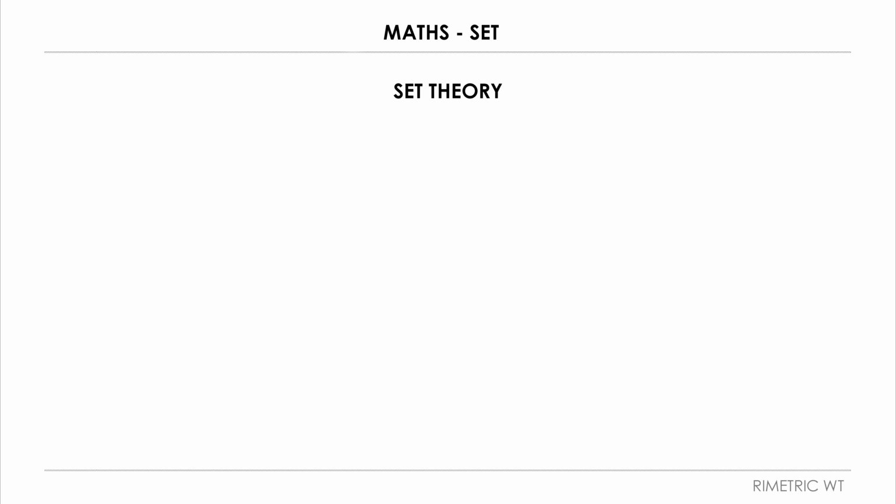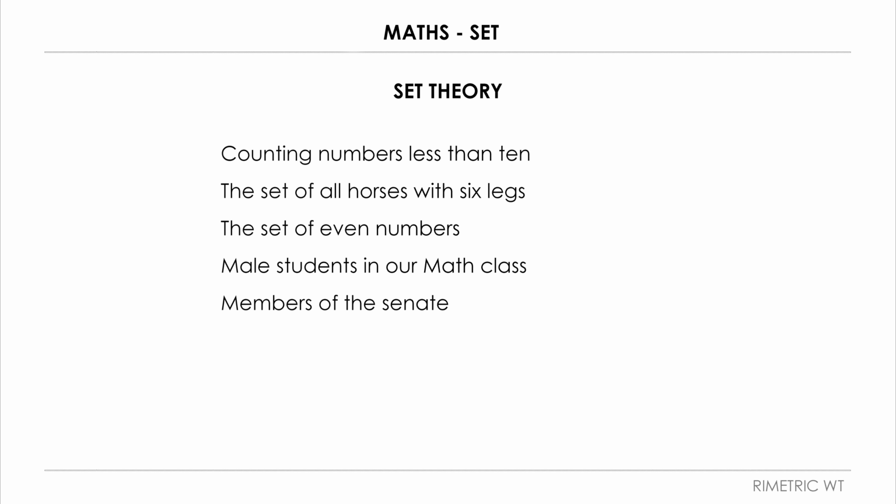Now, I have a few examples of collections written here on our screen, like counting numbers less than 10, or the set of all horses with 6 legs. Before we dive into the definitions, I encourage you to pause the video and think about whether each of these is well defined. Meaning, can you absolutely decide if a specific object belongs in that group or not? Alright, let's think about this together.